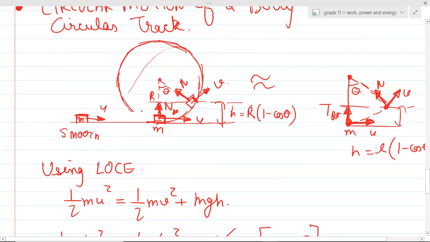So I guess the cases are also similar, so I don't need to discuss it. Is this clear, guys? Is this case clear? This is the same as string, right?